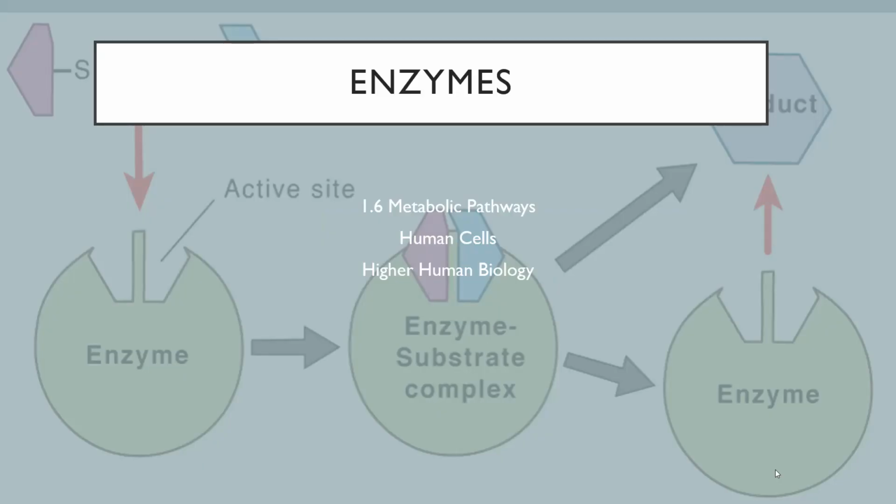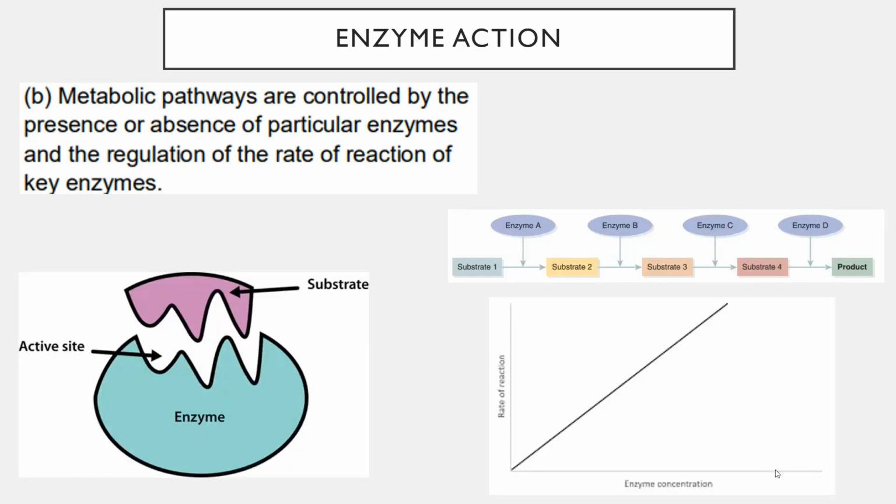Following on from metabolic pathways, this time we'll look a little closer at enzymes. Each of the different reactions in the metabolic pathway is controlled or catalyzed by a particular enzyme. So we need these enzymes for the reactions to proceed.